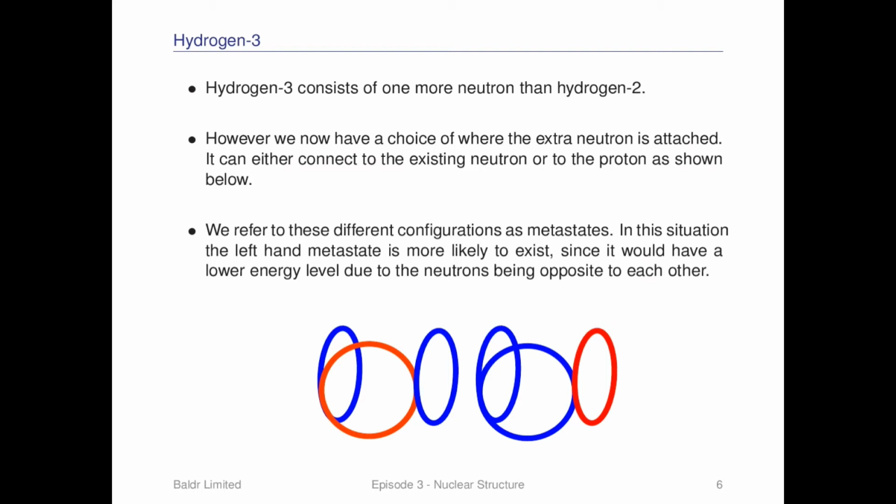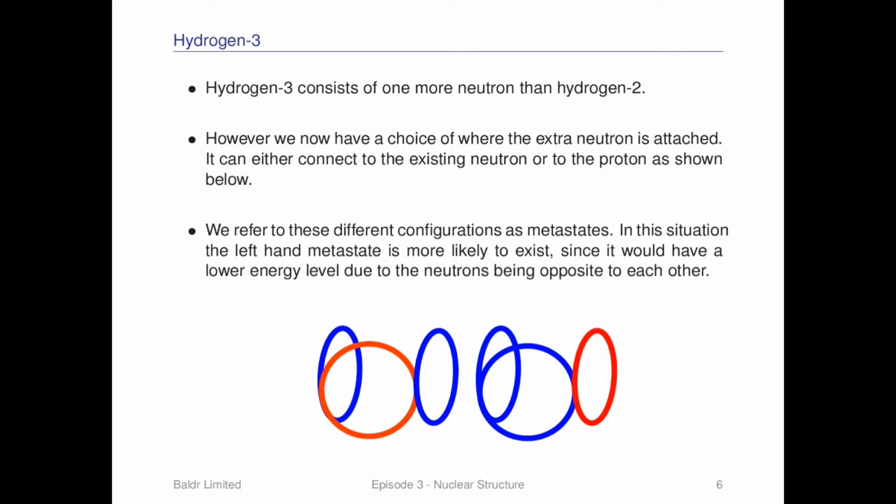That's not to say that the right hand one could not exist, it would just be at a higher energy level. In fact, protons and neutrons can switch places by exchanging the extra thread located within the neutron, but this does require the emission or capture of energy depending upon whether the particles are pairing up or not.